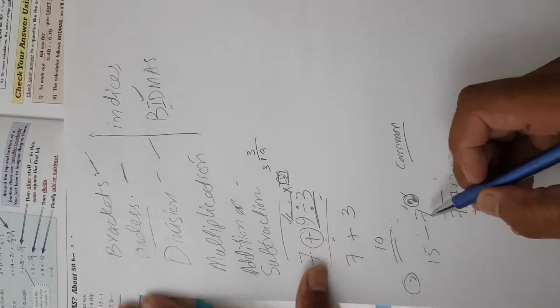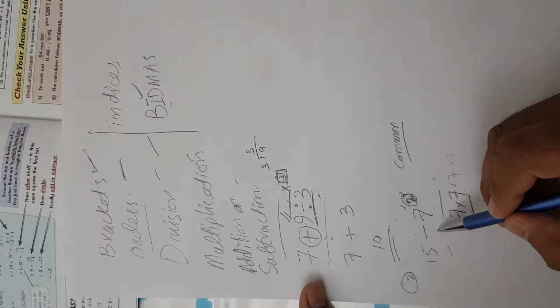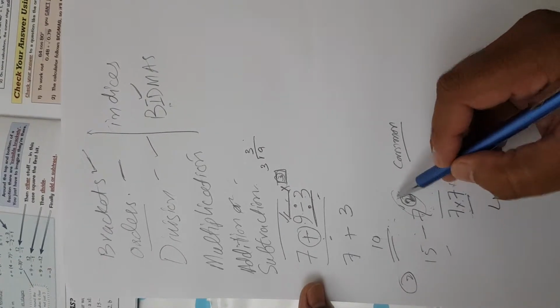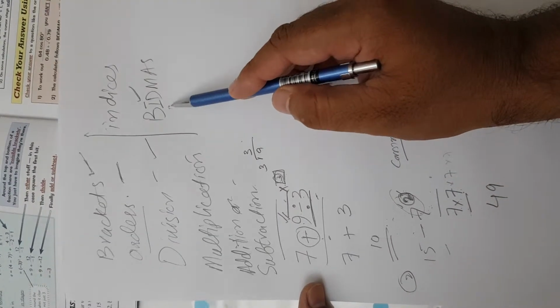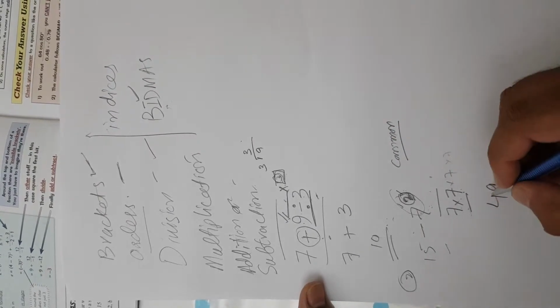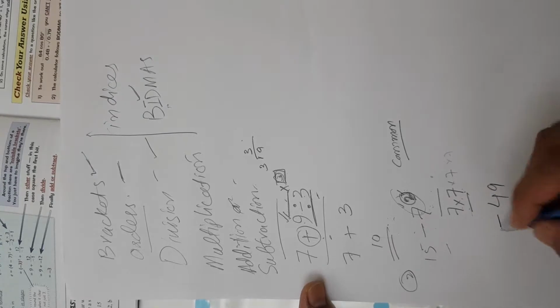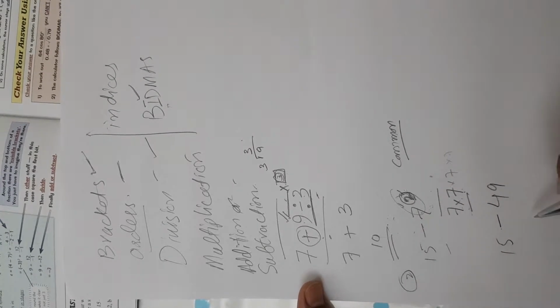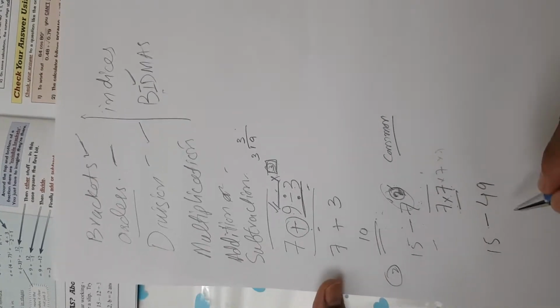Look at this. I am not solving 15 yet. I am not solving minus yet. I am working with the indices because as per the BIDMAS, I know that the first thing that should be done is indices. Now, I got 49. I'll bring minus and 15 here since this part is resolved. Now I'll go for the next part.